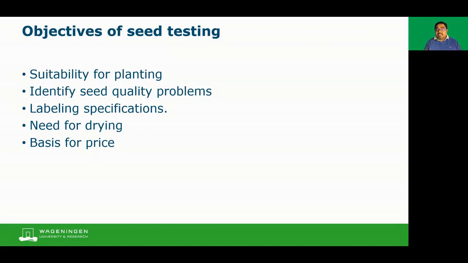So if the germination is less, maybe we have to increase the seed rate so that the population is maintained. If the germination is very high, we can do with a lesser seed rate. So the suitability of planting: is it suitable for planting, or how much should we plant? This is one of the primary objectives of seed testing. The report will give us that.